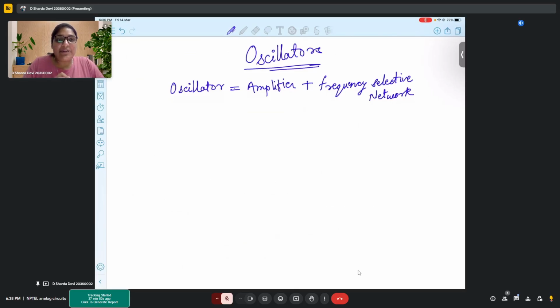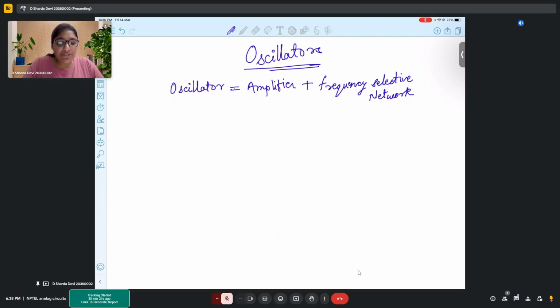What it does is it picks up that noise which is already present in the circuit. It slowly amplifies the noise, and there is a frequency selective network. So we know that noise has a huge range of frequencies in it, right? There are multiple random frequencies present in a noise, and it is almost uniformly distributed. So a noise has almost all the frequencies possible.